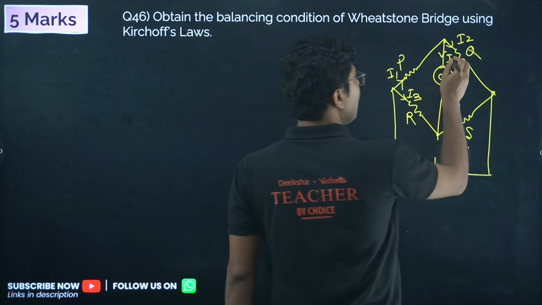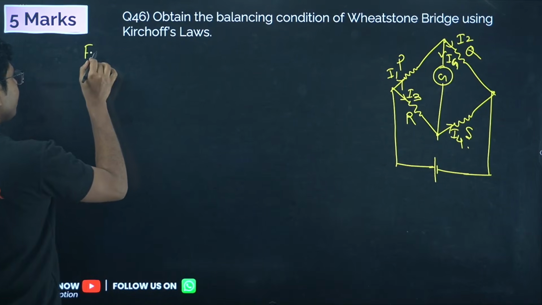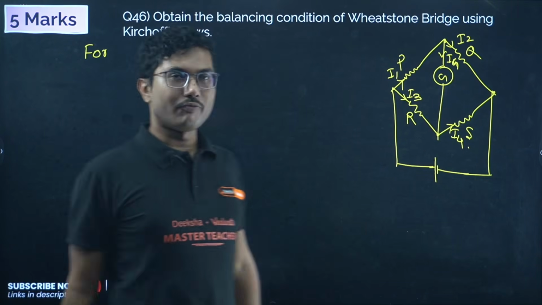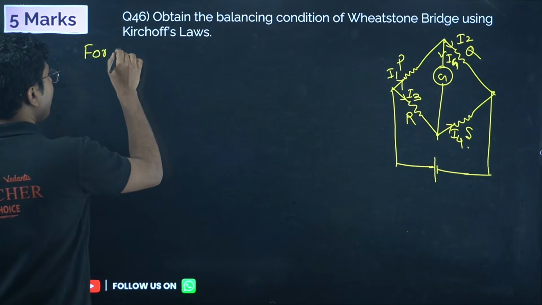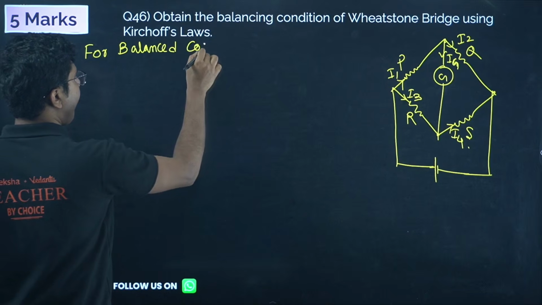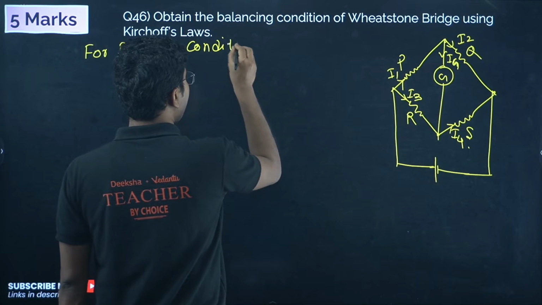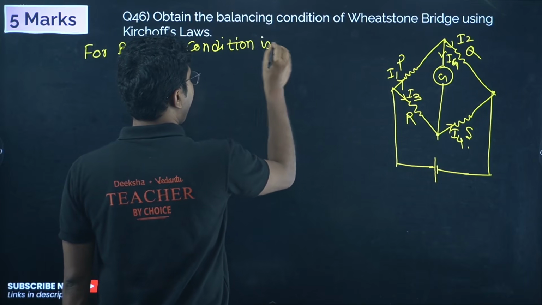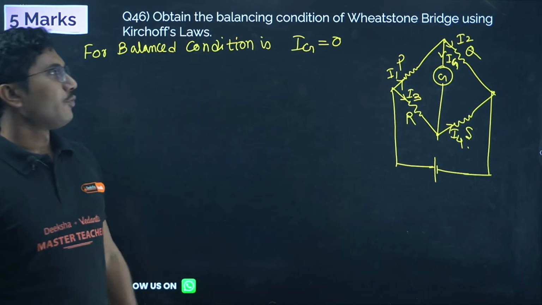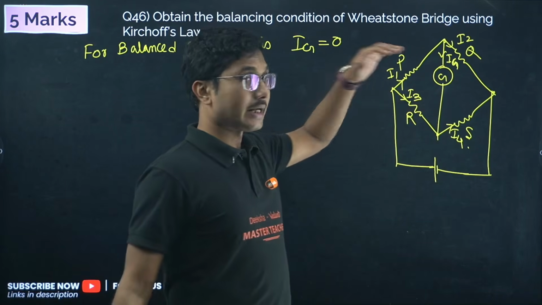That is fine, okay, because eventually what we will be saying is that for balanced condition of the Wheatstone bridge, we are finding the condition for balance. Now for balanced condition, what do they have to achieve? When we say that the bridge is balanced, the balanced condition is when we say that the galvanometer current is 0. So for IG to be 0, what conditions does it have to obey? That is our target.